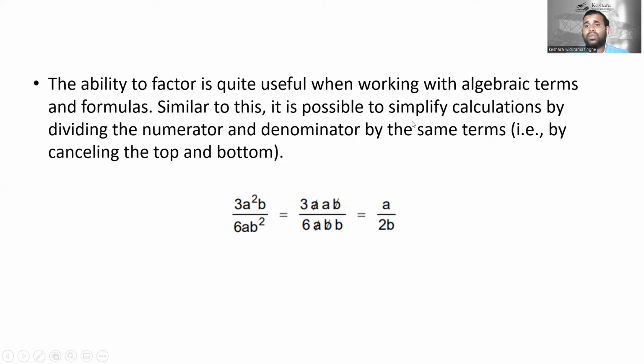Similar to this, it is possible to simplify calculations by dividing the numerator and denominator by the same term. Example, by cancelling the top and the bottom. See, 3a squared b divided by 6ab squared, we can write 3 into a into a into b and 6 into a into b into b. So in this situation, we can cancel b to b, a to a. So the answer would be here 3, right? Then we can cut 3: how many 3s for 3? 1. How many 3s for 6? 2. So then 1 upon 2. So we can say a divided by 2b, right?